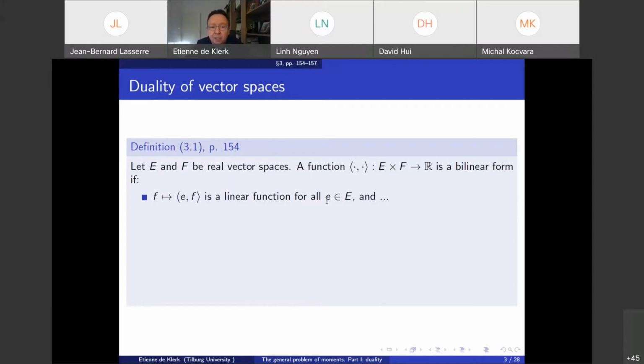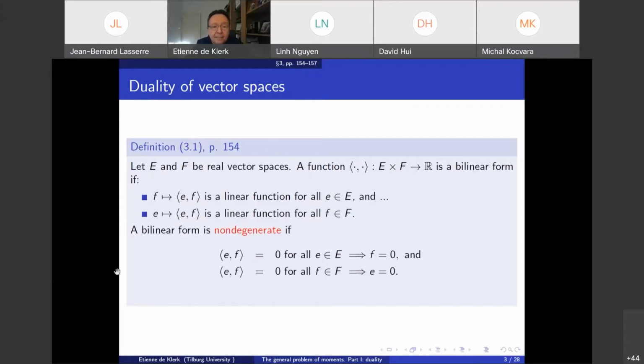the first argument, so we fix it to some e in E, so we fix e to some vector in the vector space E, and we look at this function that maps f to the function evaluated at e and f, and this is a linear function of f. Okay, and similarly, if we fix some f from the space F, and just look at the function that maps e to this, then this should be a linear function in e. So if this is true, then it's called a bilinear form. So if we fix one of the two arguments, it becomes a linear function.